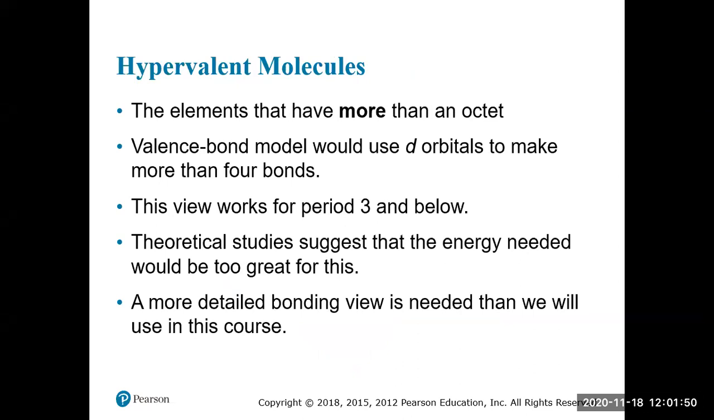Just wanted to mention that we've talked in the past about hypervalent molecules, and those were the ones that have more than an octet. In other words, we violate the octet rule. For the valence bond model, we'd use the d orbitals to make more than 4 bonds. This view works for period 3 and below. Remember, period 3 is the rows, so it's the 3rd row on down.